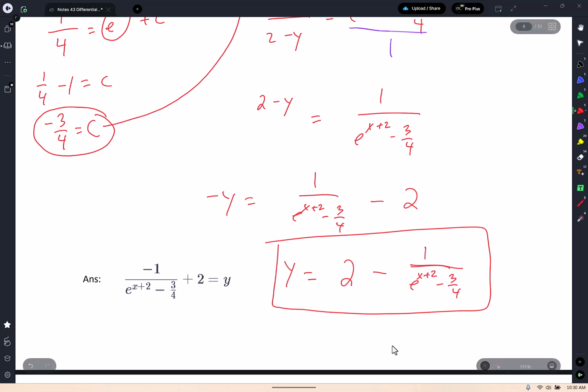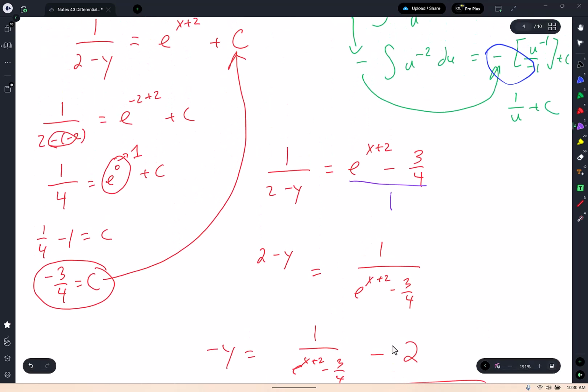In case you're wondering what I was tempted to do, I was tempted to go 4 over 4 like this and make one nice little fraction: 4 e to the x plus 2 minus 3, all over 4. Do you guys see what I wanted to do? But I didn't do that.